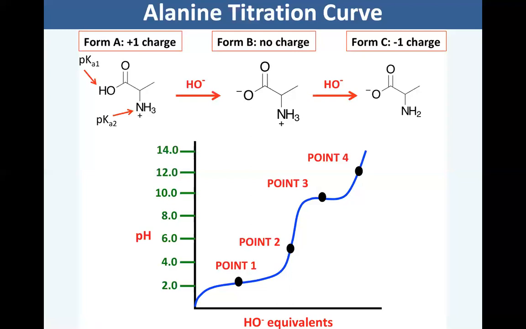And so as you move along from point 1, 2 to 3 to 4, you move from form A to B to C, and ultimately you get point 4, where you're going to be completely deprotonated and negatively charged. And so you should definitely examine your understanding of titration curves, because I feel as though they're going to be on the test in some form.